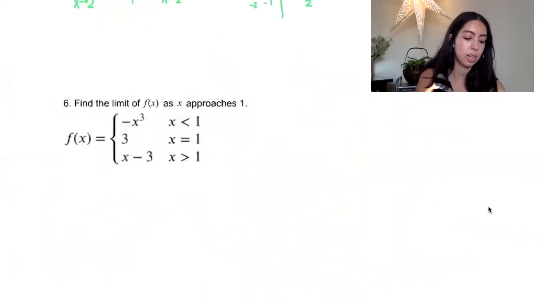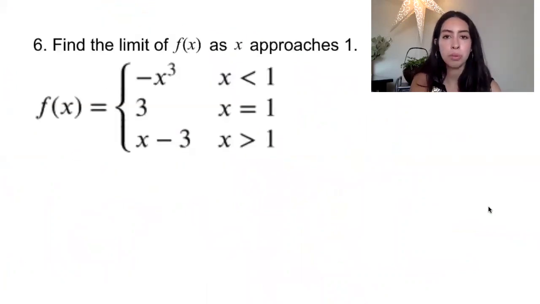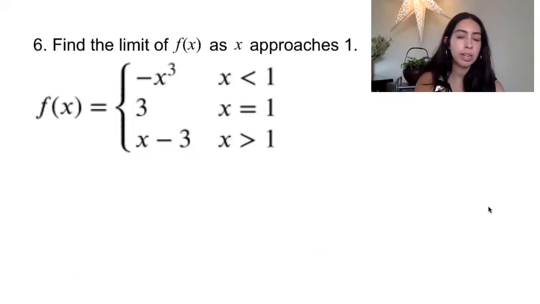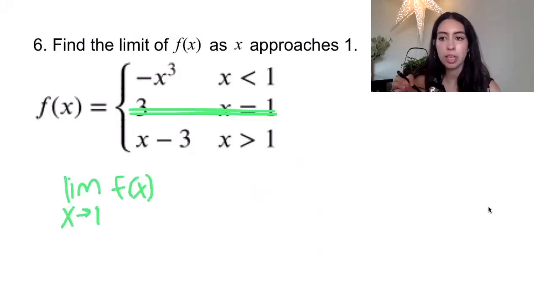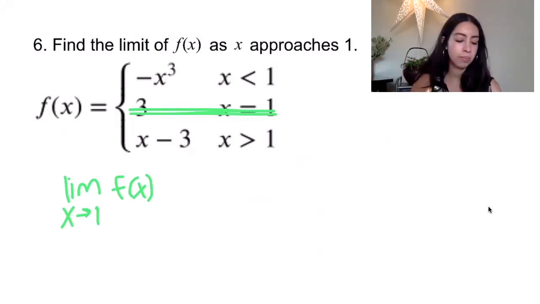All right, and here's our last one, very similar to the one that we just did. So we're trying to find the limit as x approaches 1 of f of x. And our f of x is this piecewise function. Again, we've got this piece that tells us there's a point at x equal to 1. Remember, we don't really care what's happening exactly at x equal to 1. We want to know the limit as we're approaching 1.